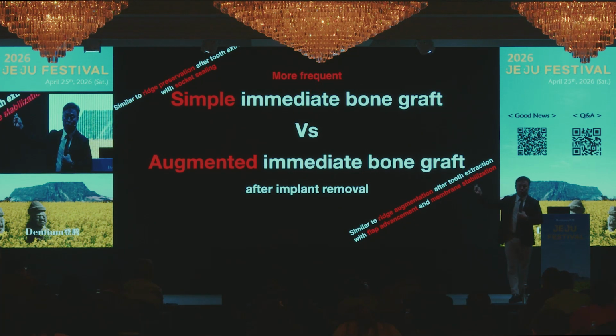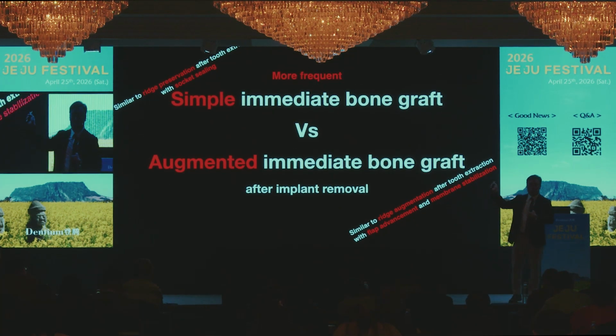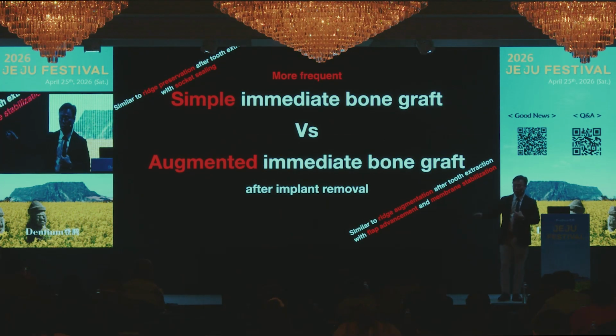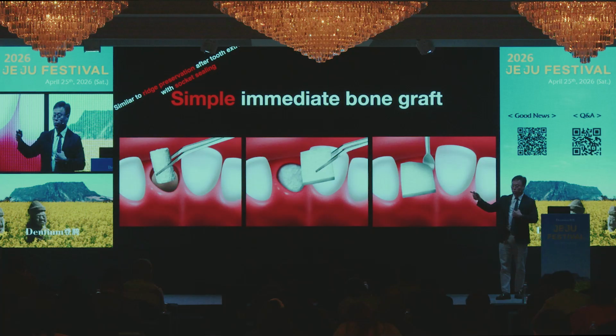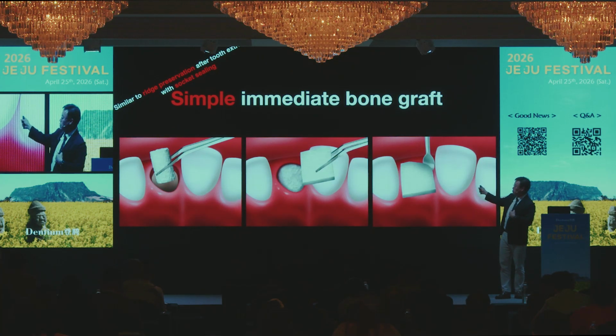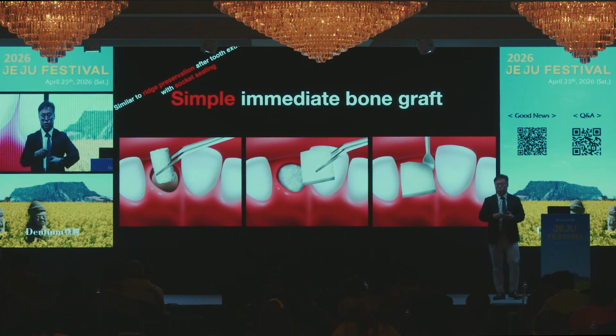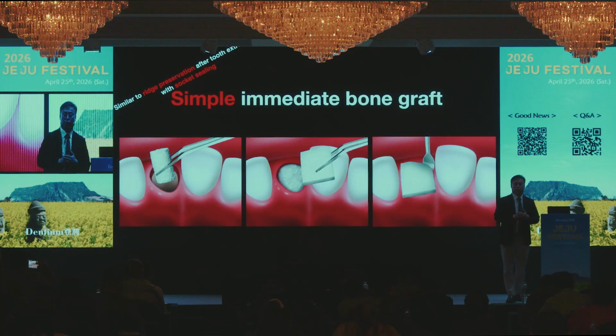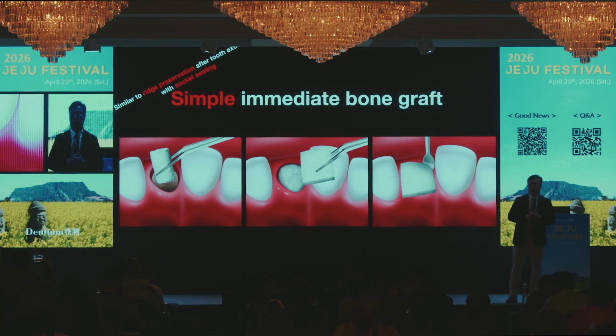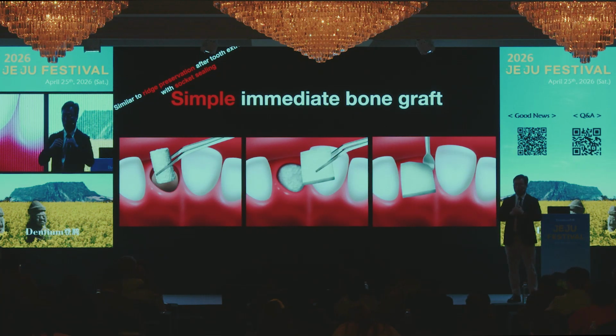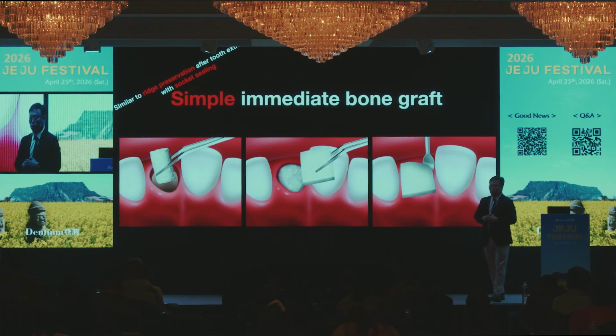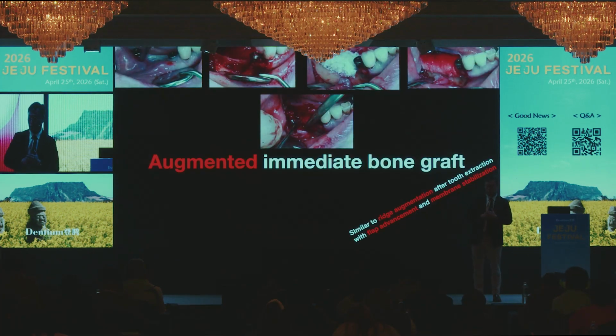I'm going to explain why we do this simple immediate bone graft more frequently. The simple immediate bone graft is, as I mentioned, like a ridge preservation technique, applying osteogenic collagen graft bone graft material and covering with the collagen graft too. We call this one socket sealing.